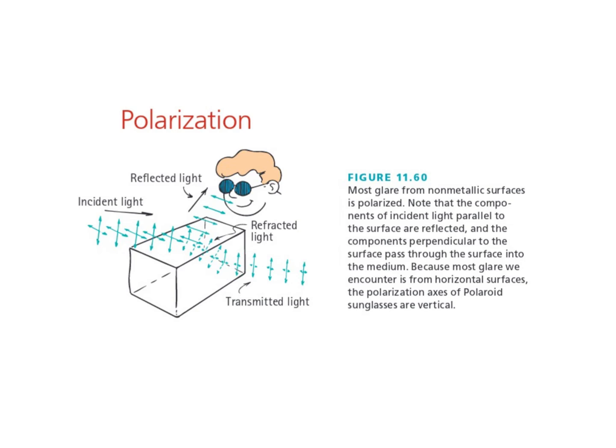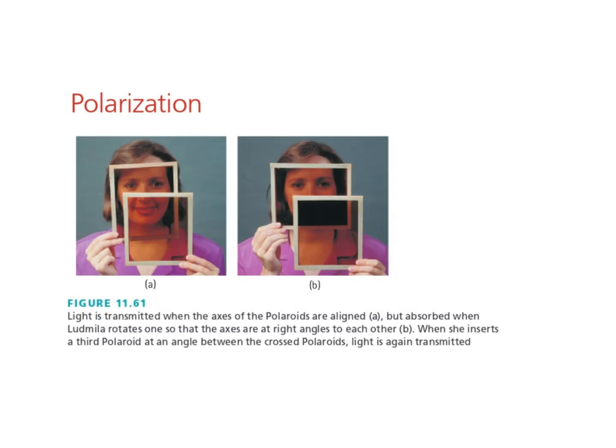But if you have polarizing sunglasses like this, they're going to take out the glare but not take out other light. And so they just filter out the part that is annoying and let you see the lake for what it is.